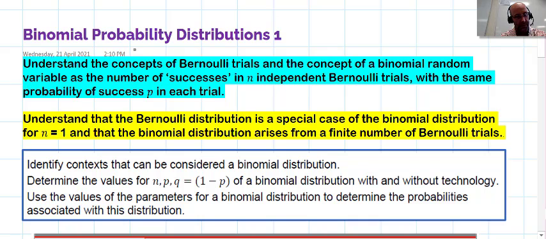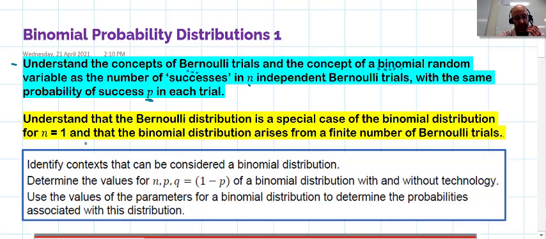And you can see we've got some learning goals over the next couple of videos. We want to understand. We already understand the concept of Bernoulli trials, but let's lead now into binomial random variables. And as I mentioned before, we're talking about a certain number of successes in n independent Bernoulli trials, and p's constant again, like we saw in previous videos.